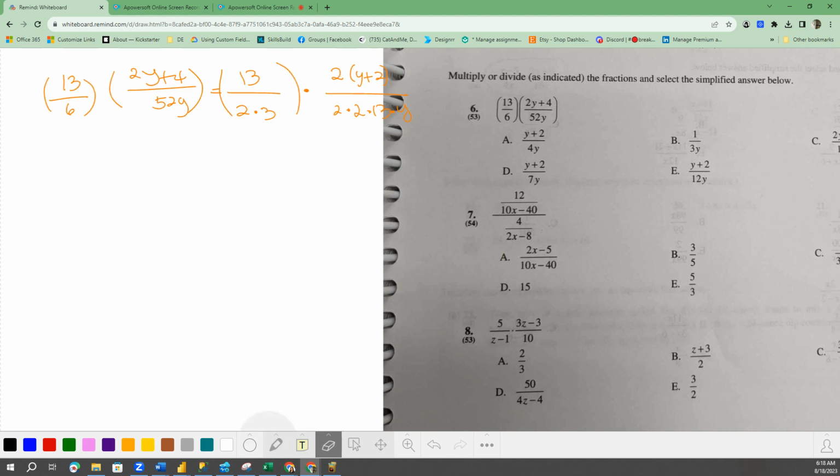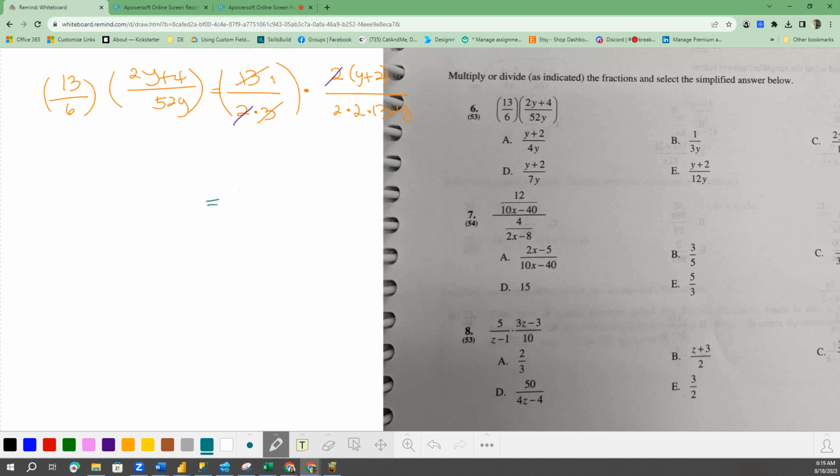Okay, so let's start canceling things around. This 13 and that 13 will cancel out. That means there's one left here because it cannot just be gone, right? And then the 2 and the 2 will cancel out. Anything else? There's really no more. So now let's write everything out.